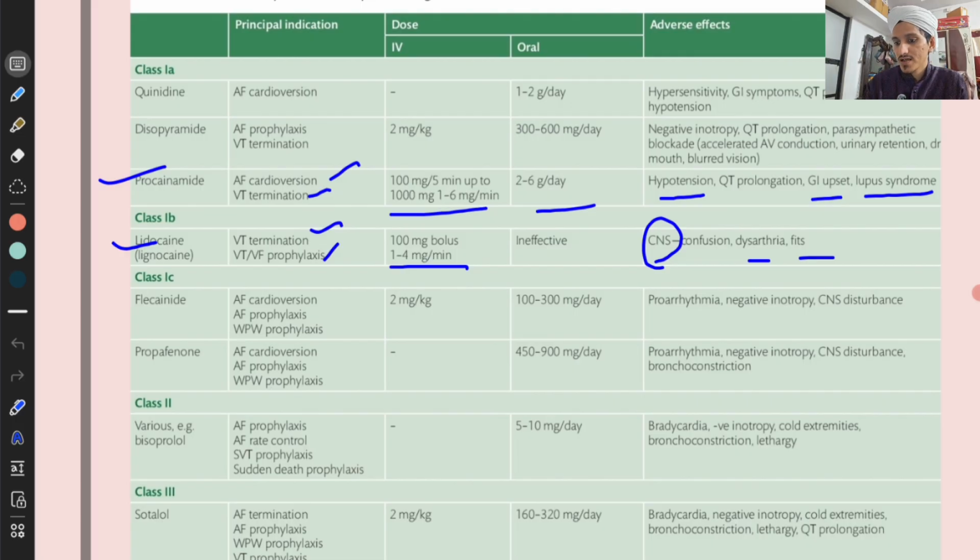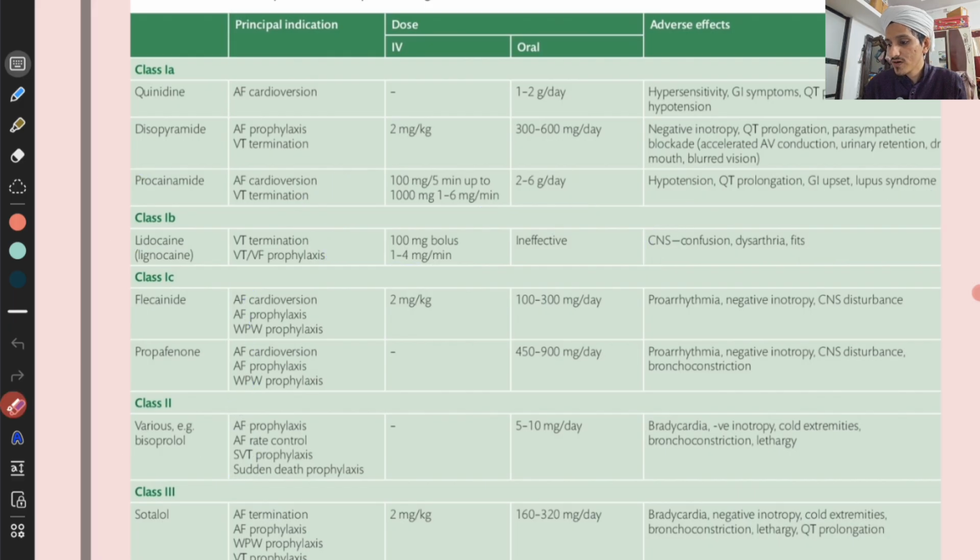Okay, class 1C, flecainide, propafenone. Mainly these are used in atrial fibrillation and WPW syndrome prophylaxis. Mainly these are used in permanent atrial fibrillation. Then class 2 is the beta blockers like bisoprolol. Again, in SVTs and ventricular arrhythmias, they are used for prophylaxis. You can go through this flow chart.